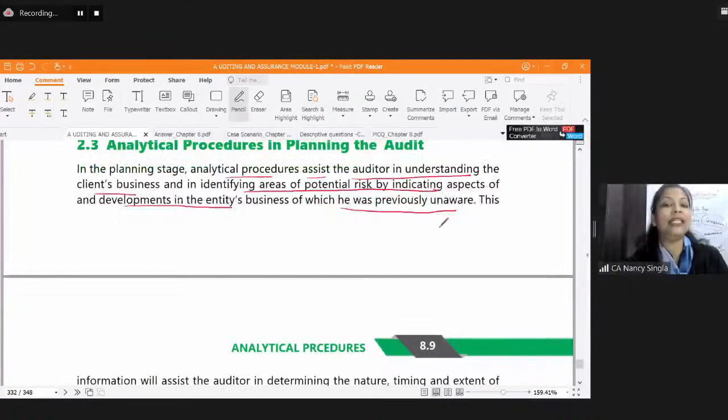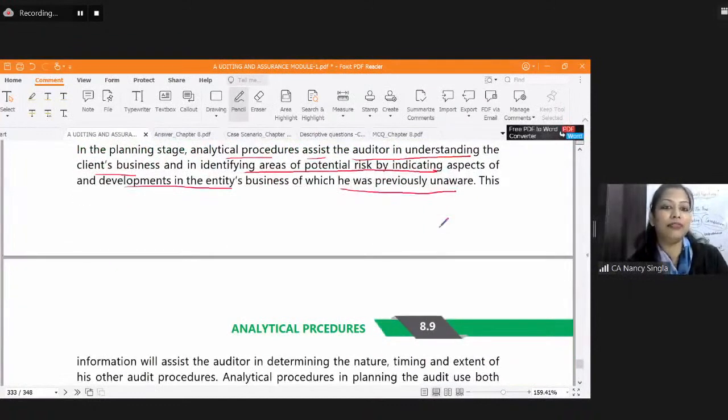area of potential risk by indicating the developments in the entity's business of which he was previously unaware. We have seen that certain fluctuations cannot be identified by routine checking. So this line is talking about that. Previously unaware, the auditor was not aware.